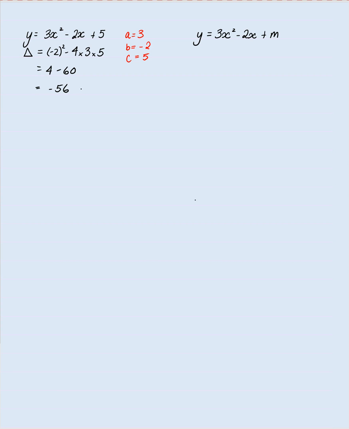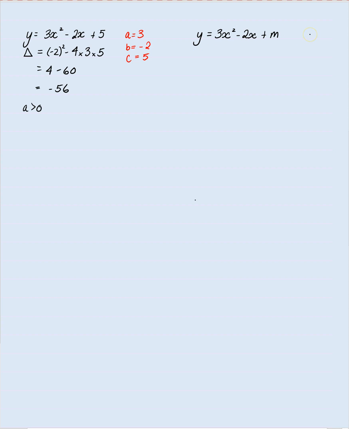I could go on further and say that I would know that this graph is totally above the x-axis, because from the 3 here, it's a happy face, it's a positive value. Since a is greater than 0, and the discriminant says it does not cut the x-axis, that means it's got to be totally above the x-axis.